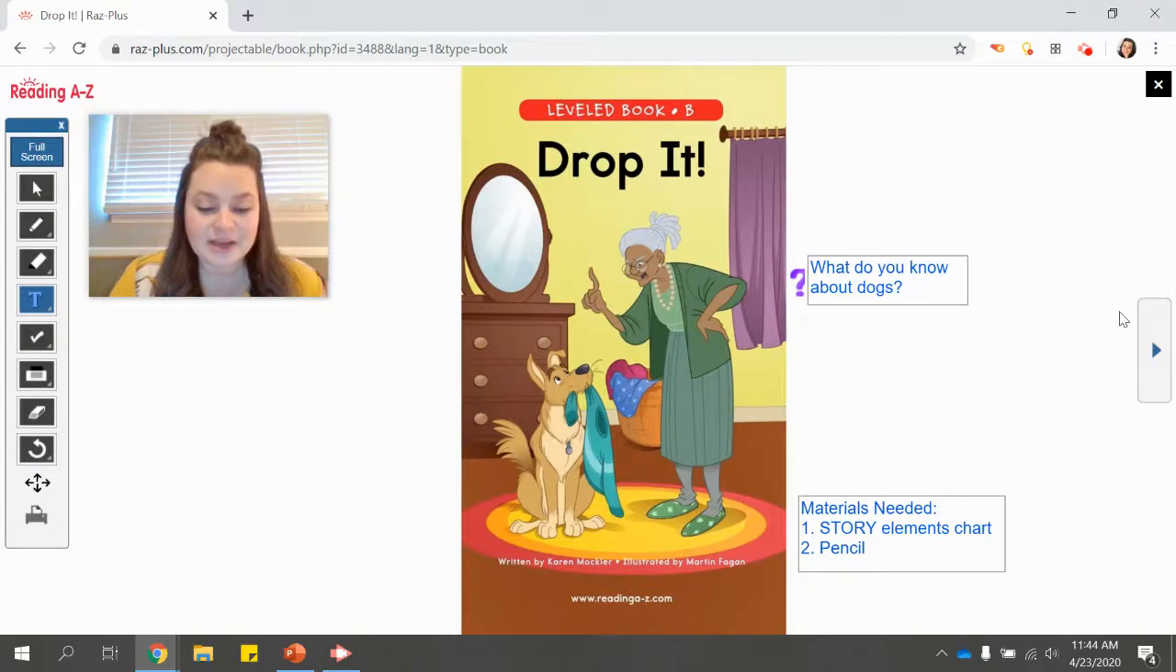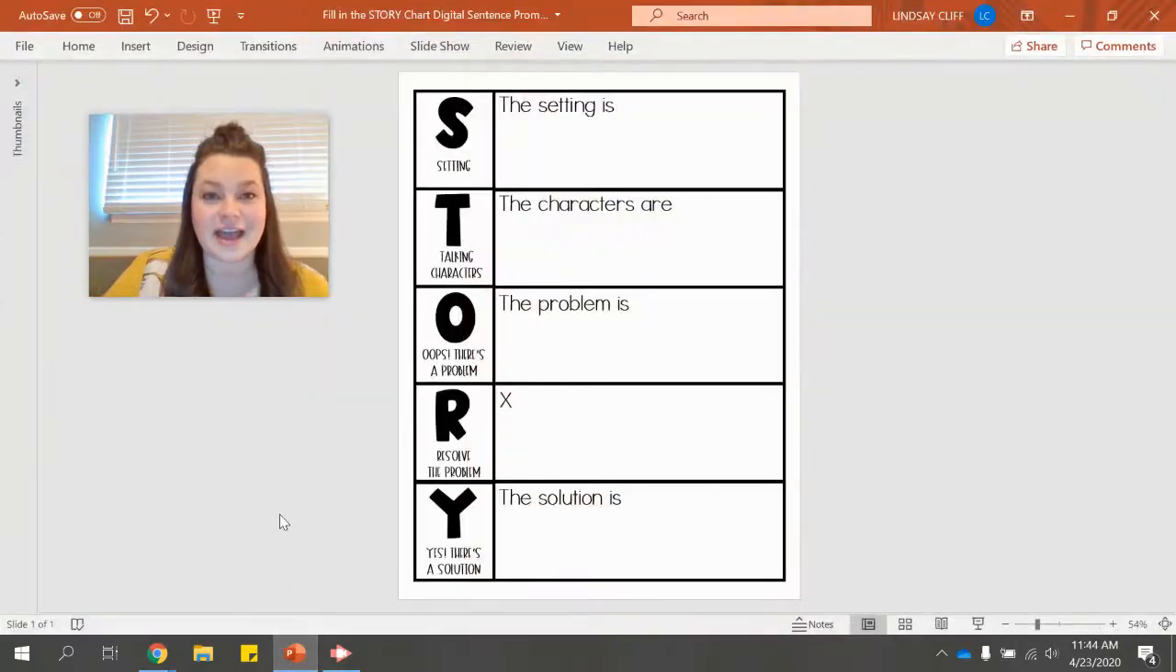A story is made up of many parts called story elements. Today, we're going to fill in our story chart to track those elements while we read. So let's take a look at what those story elements are. S is for setting. We know that's where and when the story takes place. T is for talking characters. Now, not all characters are talking characters, but we can differentiate between the main characters and the secondary characters.